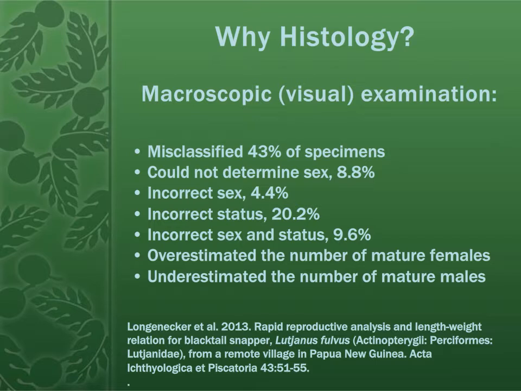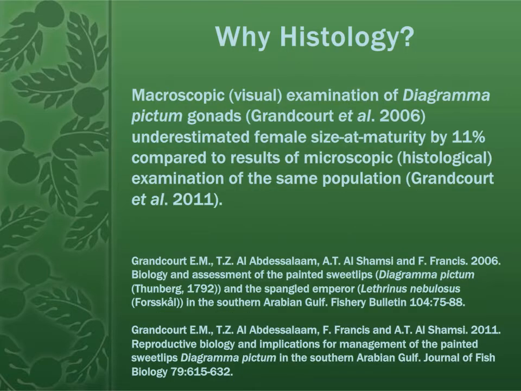Again, close to half the time we got it wrong. In this case, we did a very poor job of determining whether an individual was mature or not. The end result was the same. We overestimated the number of mature females and underestimated the number of mature males. Right now you may be thinking, well, maybe you and your colleagues are just really bad at the visual examination of these gonads. It turns out that others have produced similar results.